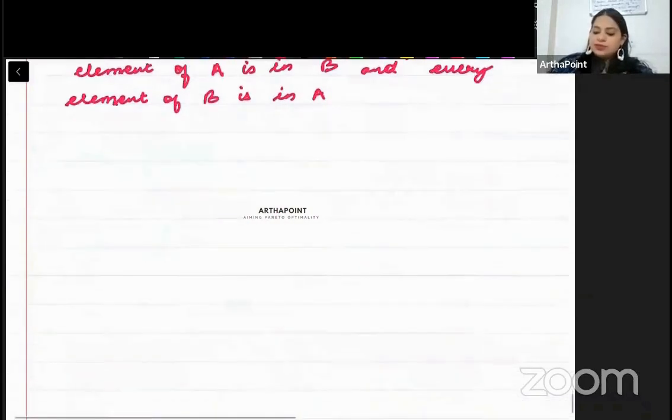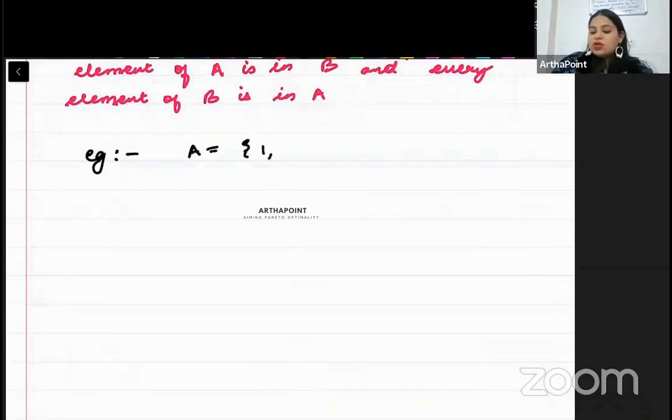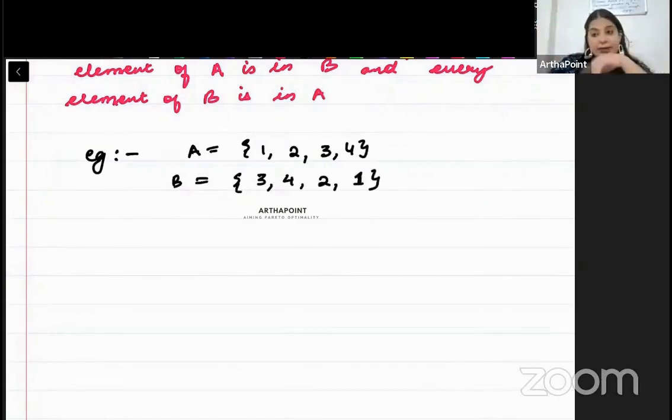Ek example lete hain. So beta, let's say that A is 1, 2, 3 and 4. And beta, B is 3, 4, 2 and 1. A का हर element B में है और B का हर element A में है. So beta, when every element of A is in B and every element of B is in A, we will call them equal sets. Is that clear? So this is when you have equal sets.